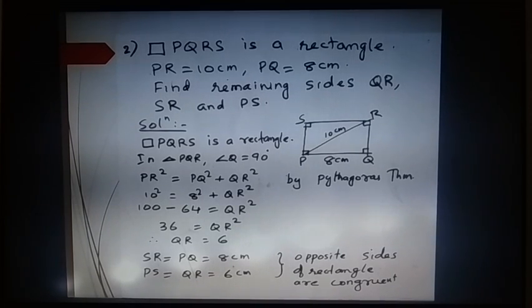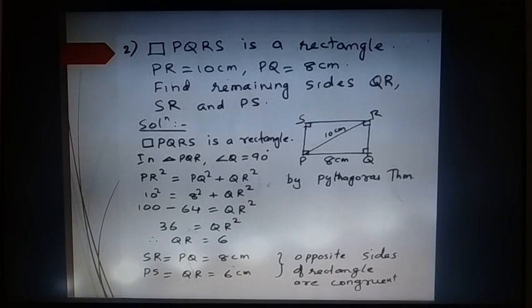But we know that opposite sides of a rectangle are congruent. Therefore, SR is equal to PQ is equal to 8 cm and PS is equal to QR is equal to 6 cm. Hence, we found out the sides QR, SR and PS.